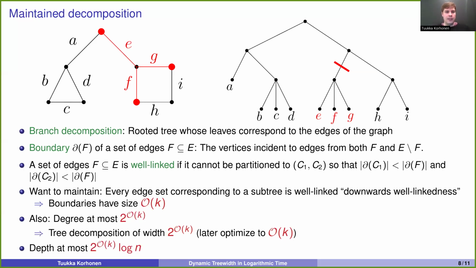And we also want to maintain, just for the things that are quite intuitive in the context of dynamic trees, the depth of this branch decomposition should be logarithmic. Okay, so these are the invariants that we maintain.